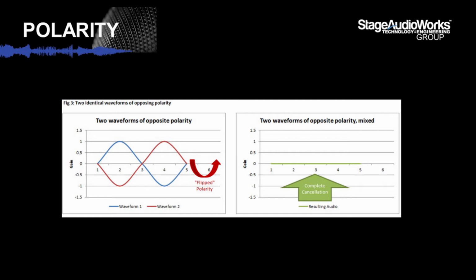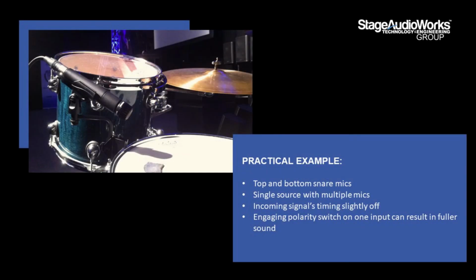With polarity, we are positioning the waveform as either right side up or upside down relative to its original state. So we are flipping the positive negative orientation, and we're not changing the waveform's position in time. So a practical example of when to use the polarity switch could be on our snare drum.